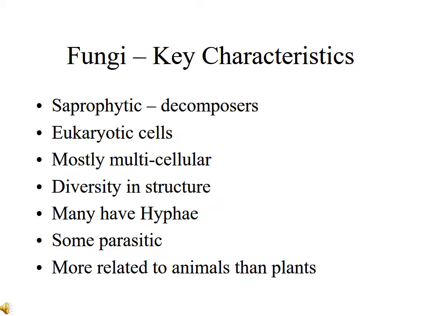The most important characteristic of all fungi is that they are saprophytic, which means that these organisms produce enzymes that basically decompose dead material. Secondly, as we said before, all fungi are composed of eukaryotic cells. Mostly, they are multicellular. They don't truly have organs as we see in higher organisms. They're very diverse in structure, and some are parasitic.